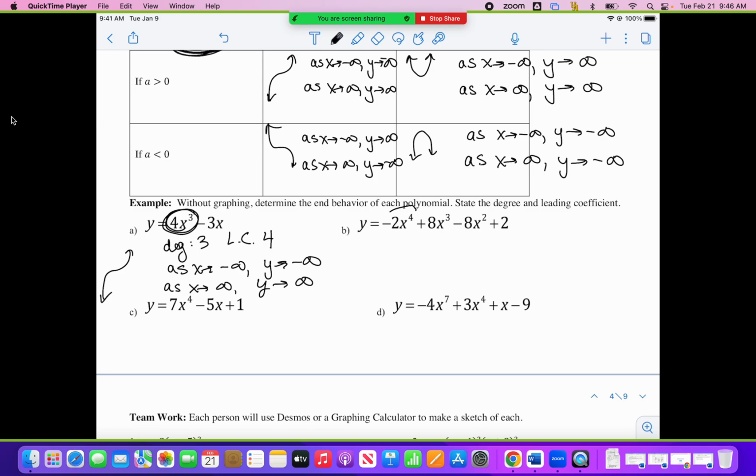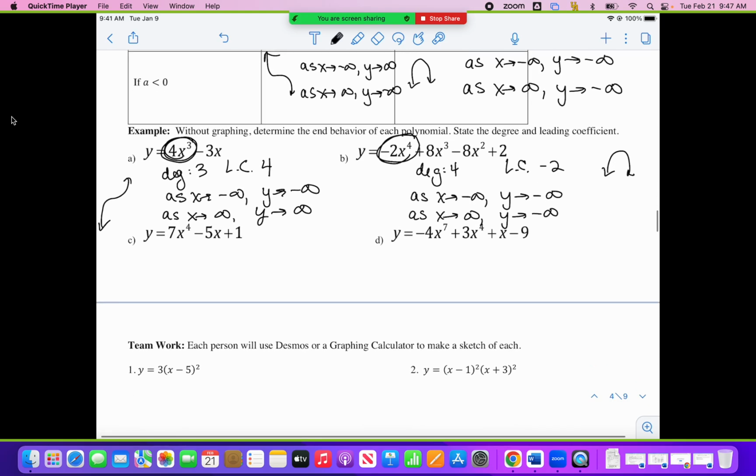All right, then on this one, the leading coefficient is negative. My degree is 4. So this is going to be a down-down. Does this make sense? Is this coming back to you from what we did earlier? All right, try the last two, part C and D. I'll give you a quick head start.